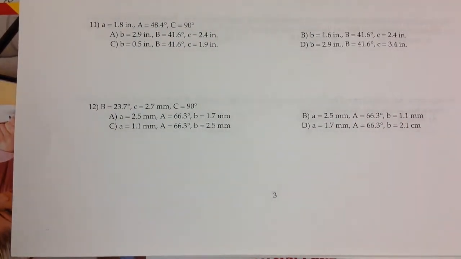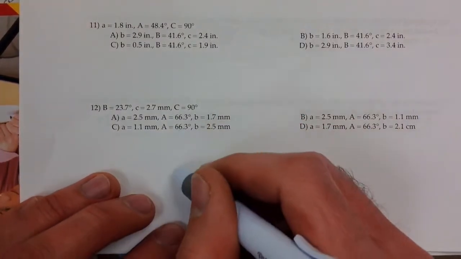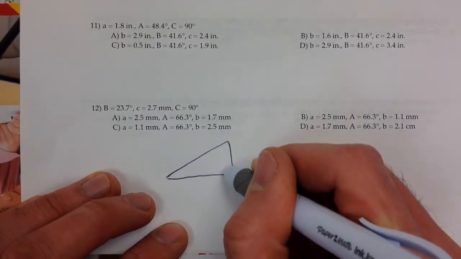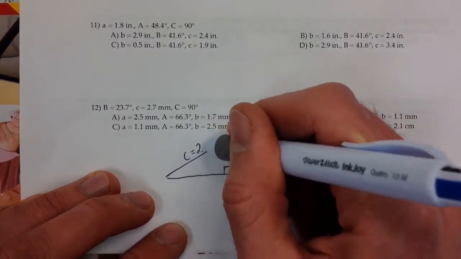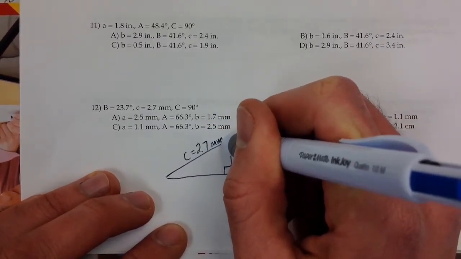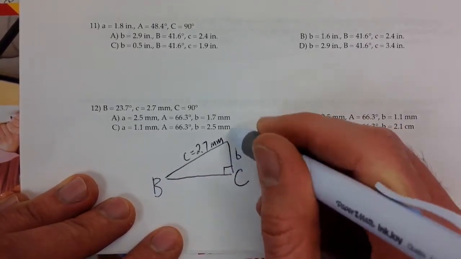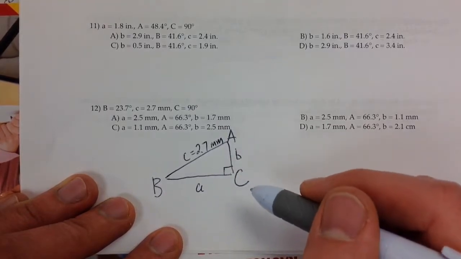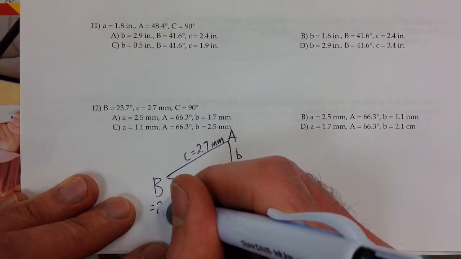And my random helper is Scott. So we'll skip the diagram part of it. I'll just draw it. So that's C. This is little c. This could be B or A. I'll make it B, I guess. And this is little b. And that will make that A, and then little a. And we're told that big B is 23.7.